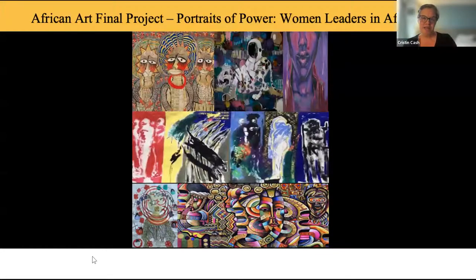Okay, so I'm going to walk you through the steps of this first project. So this is the scaffolded open pedagogy final project. It was called Portraits of Power, Women Leaders in African Art. And this was an assignment that extended the entire length of the semester. So each slide I show you is going to be a different step on the scaffold. At every point in this project, the student is the one choosing what to do and how they present it, right? It works both in terms of content, but also the flexibility in terms of format and presentation. Next slide, please.